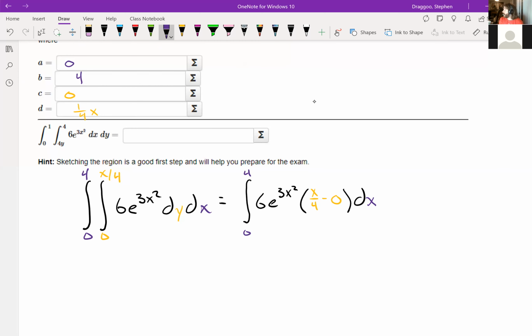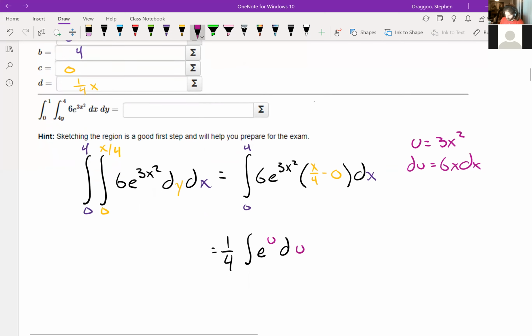Okay, and then up next, we're going to want to integrate that 6 e to the 3x squared. So you can make yourselves a u substitution. u will be 3x squared. So du is 6x dx. We pretty much have that already. So this will be 1 over 4 times the integral of e to the u du. Have that in its new color.